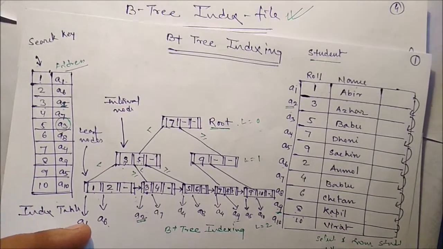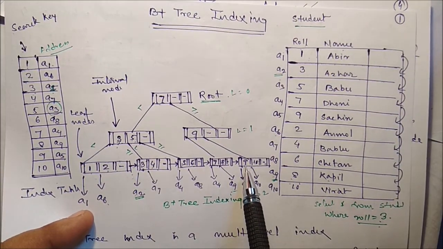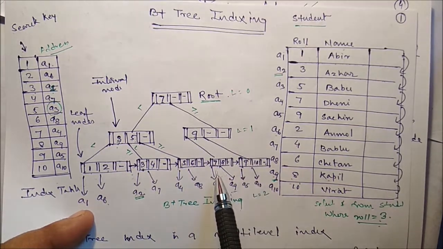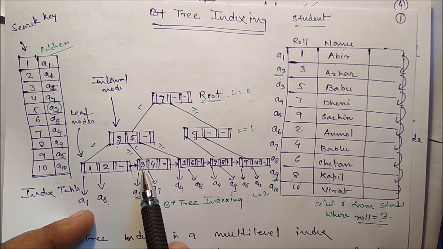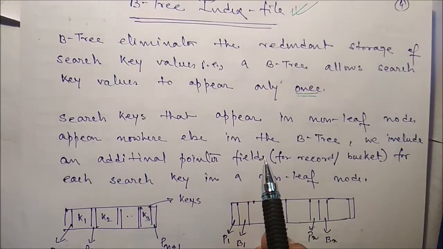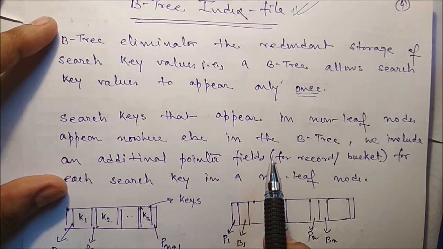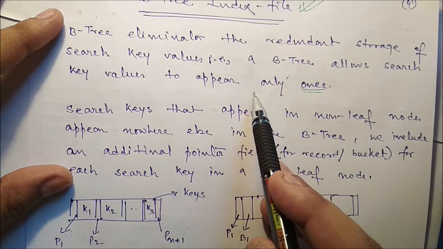That means, we have seen in a B plus tree that redundant values are there. Say 9 is stored here and here, and roll number 7 is there and there. Similarly, roll number 3 is present here and here. So redundant data are present in a B plus tree. But in a B tree, no redundant data is present. All the search key values appear only once.